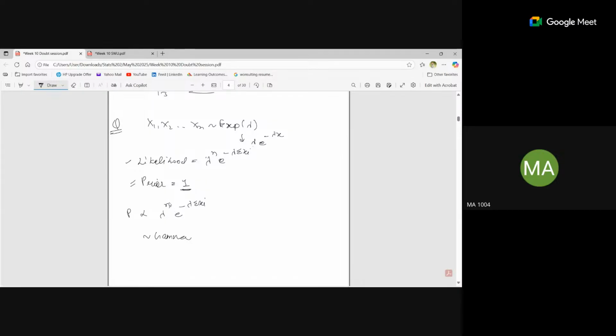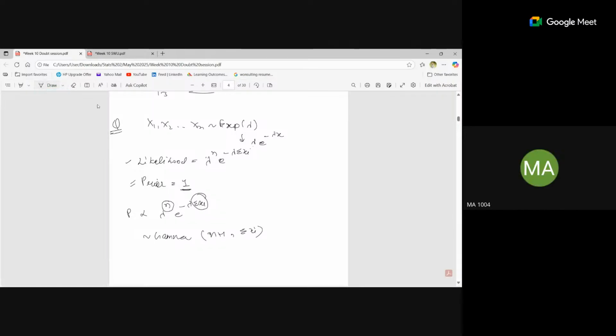Now lambda raised to this. So this is my alpha minus 1. So this will be n plus 1. Now this will be my beta. Beta won't be lambda into sigma x1, or it would be just x1.